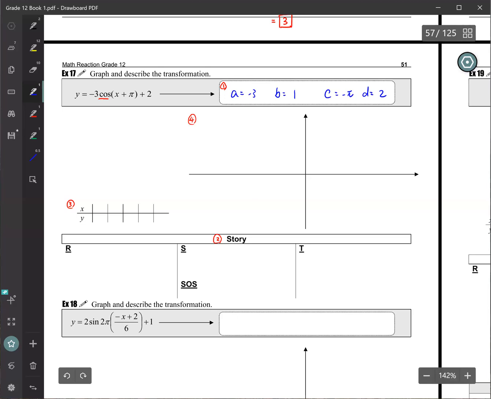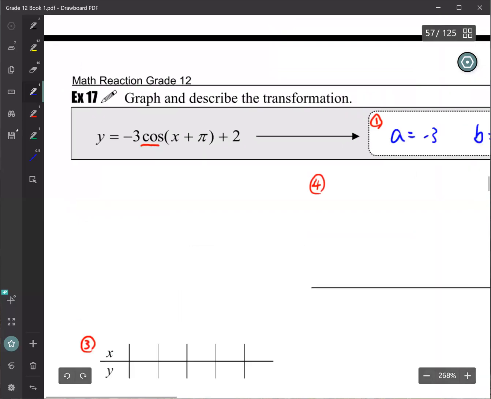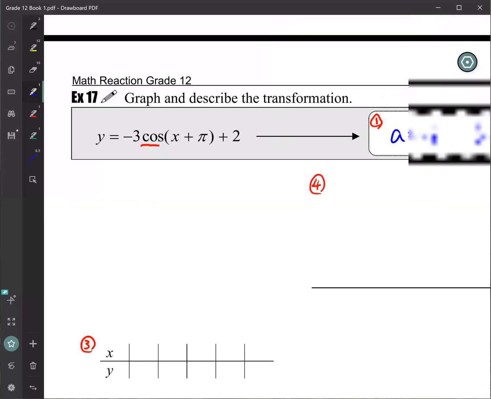How about Cindy? Do you have the same? Yeah. Okay, so make sure your value for C should be -pi. The phase shift should be -pi. Remember when you see adding, right? Adding is either left or down, in a story form.